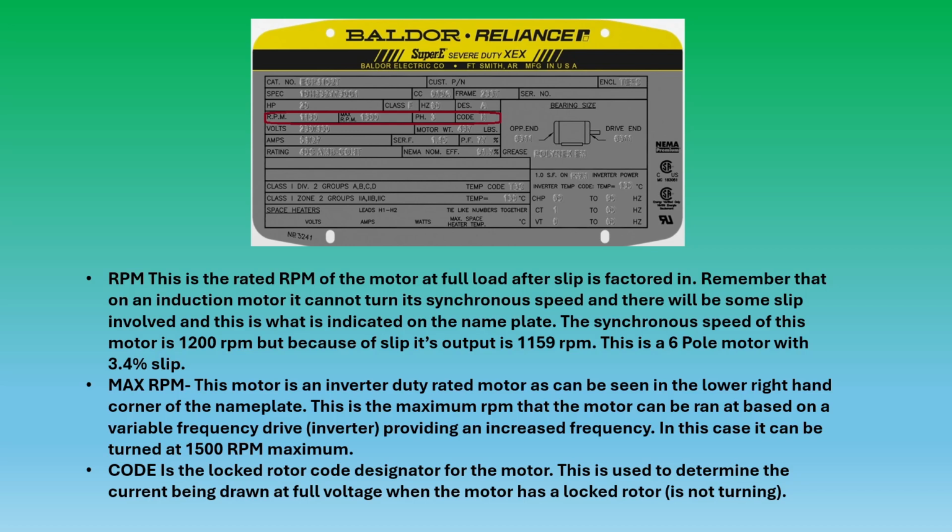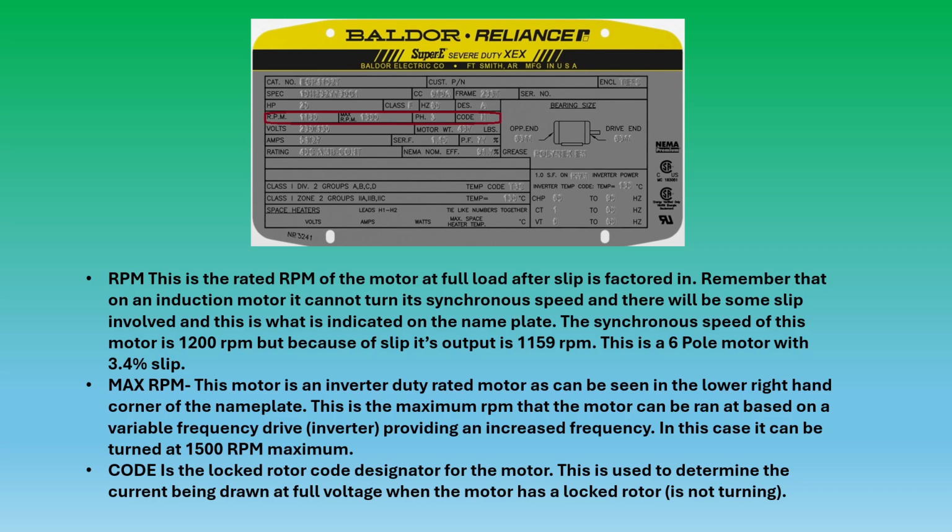Max RPM. Now, this particular motor is an inverter duty rated motor. In other words, it can be put on, like, a variable frequency drive, as can be seen in the lower right hand corner of the nameplate, and we'll discuss that here in a bit. This is the maximum RPM that the motor can be run at based on a variable frequency drive inverter providing an increased frequency. In this case, it can be turned at 1500 RPM maximum. So we can increase that RPM by increasing the frequency.